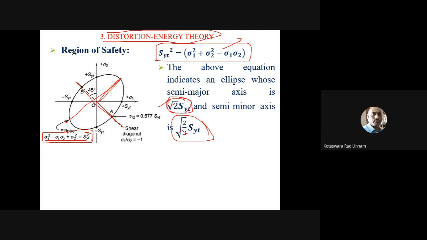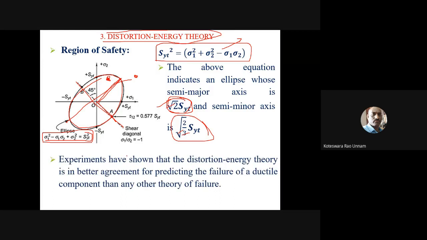Again, for a given component, if you find sigma 1 and sigma 2 and mark those values for a particular point, if it falls inside, like here, the design is safe. Not only that, anywhere within this envelope, if the point lies, then the design is safe. If the point falls outside this envelope, then the component is going to fail. So this is the failure criterion for the distortion energy theory.